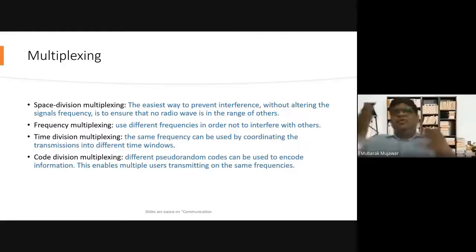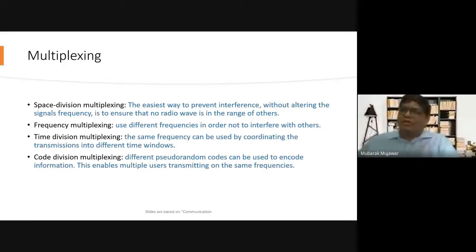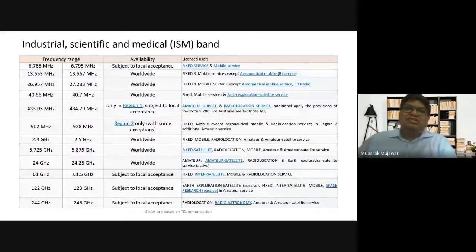Now once we know what multiplexing is and what the problem with interference is, let us look at the different frequency ranges and whether you can use different frequencies for certain applications or not. For that, I have a nice table here. I have frequency ranges starting from 6.764 megahertz going up to 246 gigahertz. So we have different frequency ranges, and those are used at certain locations.